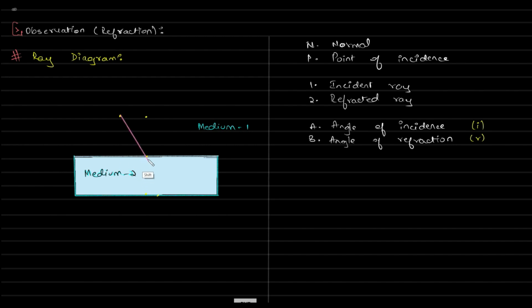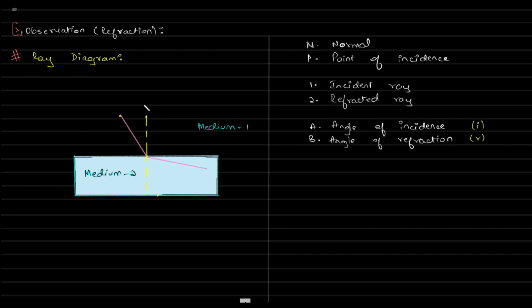This is your incident ray, right? Falling not parallel, not perpendicular to the two mediums. This is your point of incidence. At this point, like before, we need to draw the normal. So we have this to be your normal. What happens to this light? It will bend either towards the normal or away from the normal. This is your refracted ray.